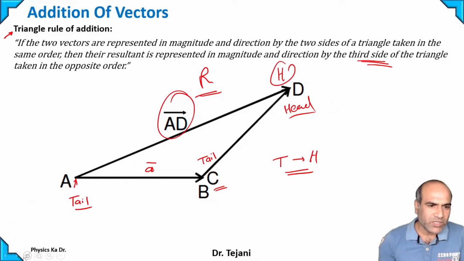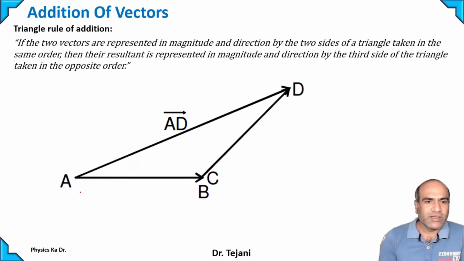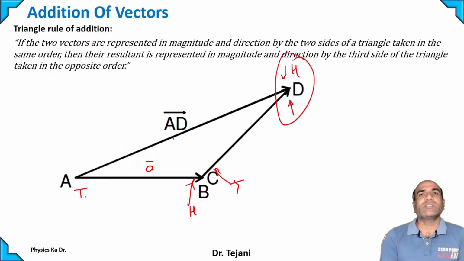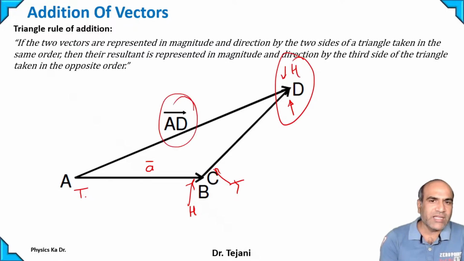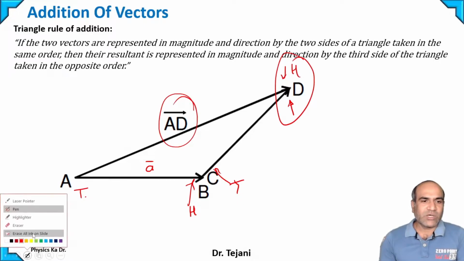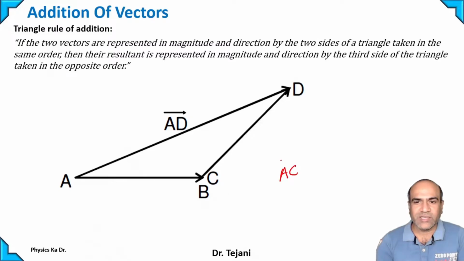If you see here how the order works, this is the tail and this is the head of vector AB, or simply we can say vector A. So this head is meeting a tail, but here head meets head, right? So it is the opposite order, therefore this AD gives us the vector solution. That means AC bar plus CD bar is equal to AD bar.